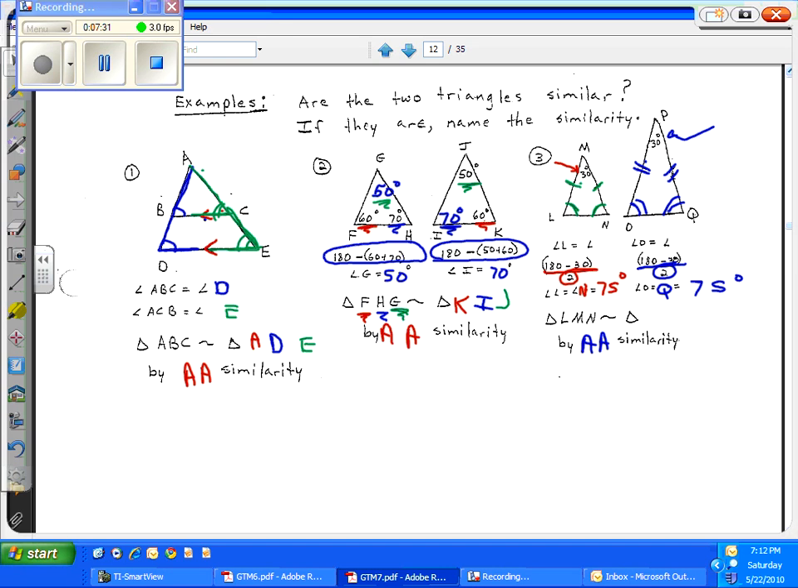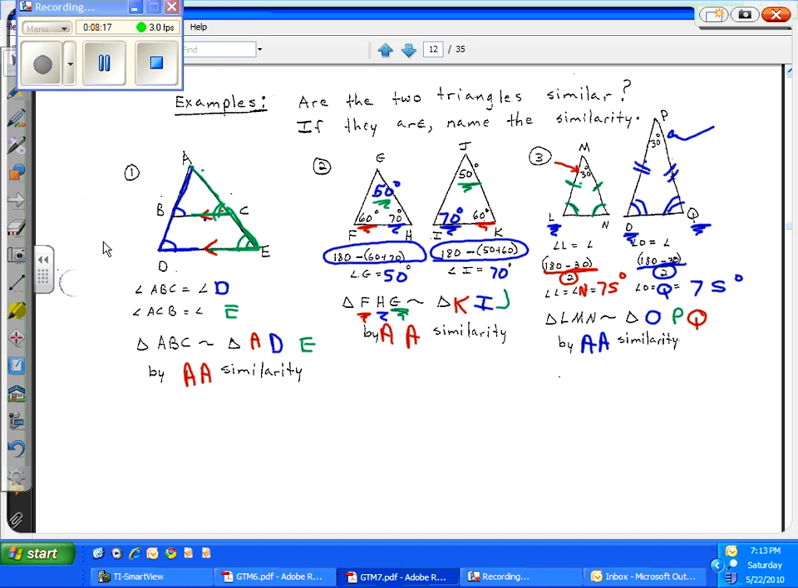Now, the L of this one could actually correspond to the O or the Q, because O and Q are the same. So it's not really going to matter. We'll just leave it without being flipped and say that L is equal to O. M was 30, so it would go with the P, which is 30. And then the N would go with the Q. Or again, we could have reversed those, but we'll just make it where it didn't flip this time. And so those are similar by angle similarity.